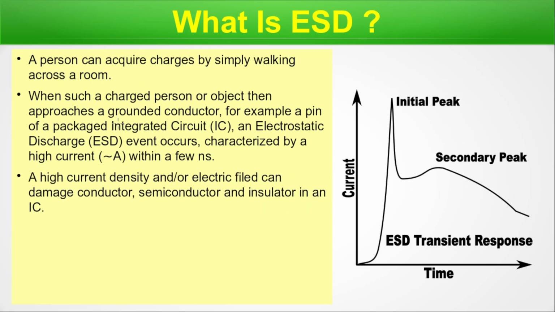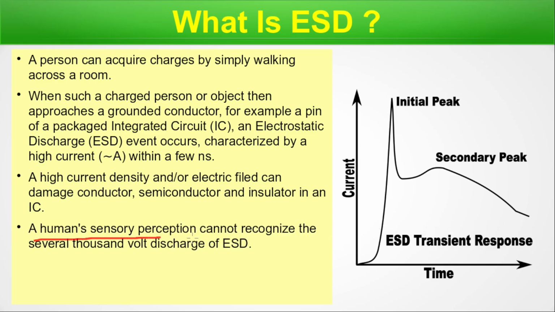A high current density and/or electric field, so sorry, here there is a spelling mistake, can damage the conductor, semiconductor and insulator of an IC. So whatever components are there, whether it is a conductor, semiconductor or insulator, they can get damaged due to the ESD event that happens within a fraction of a second. Human sensory perception cannot recognize the several thousand volts that are getting discharged through the ESD.